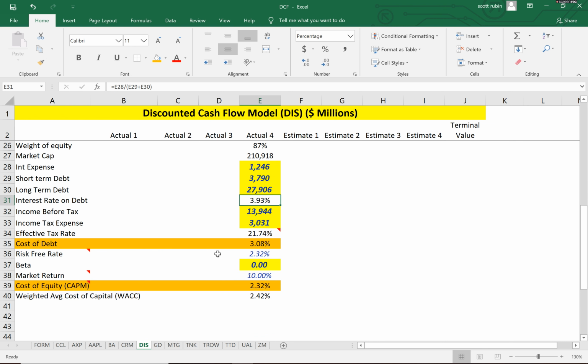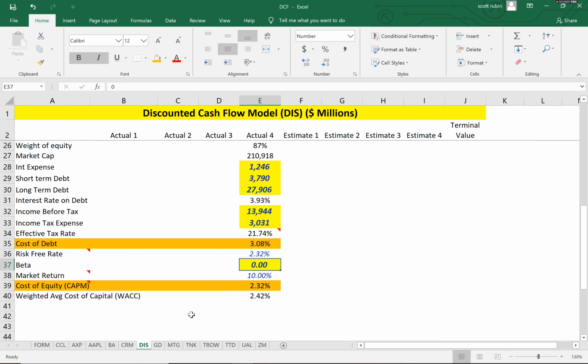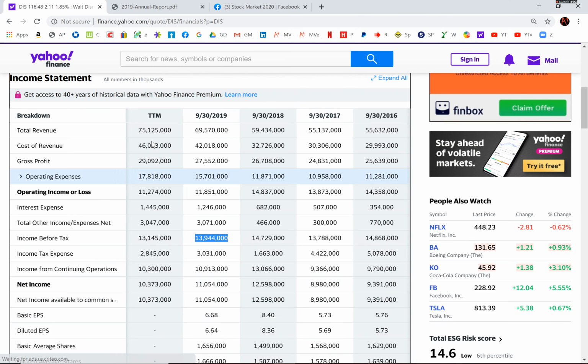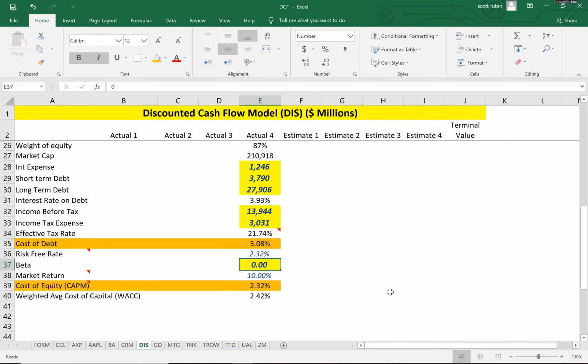So even though they pay 3.93% interest on the debt, that gets discounted by 1 minus the effective tax rate. So the cost of debt is 3.08%. And let's figure out the cost of their equity. We need their beta. I would imagine a beta would be pretty close to 1 since they're a stable company, 1.08. 1 means the stock moves with the market. Beta is a measure of volatility. So their cost of equity, and we use a CAPM, capital asset pricing model, to figure that out, is 10.61%.